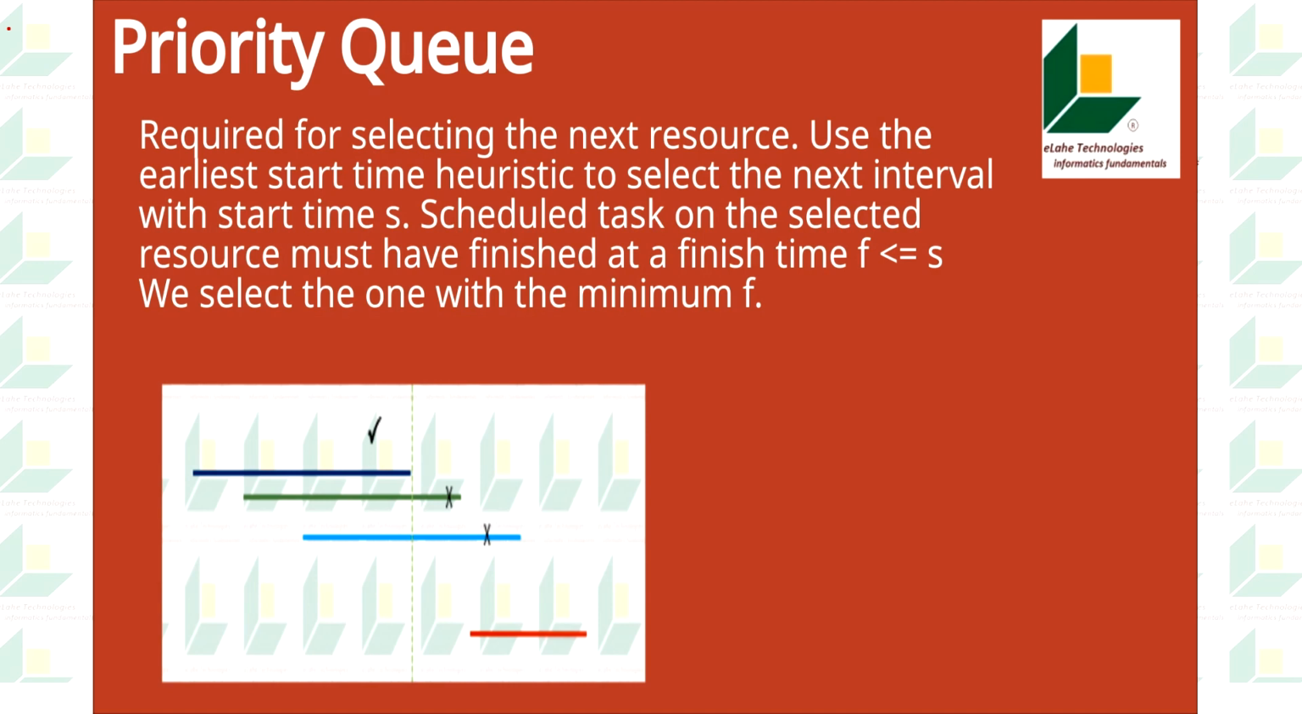To implement the algorithm, we need a priority queue. This is required for selecting the next resource. Let us assume we employ the earliest start time heuristic to select the next interval with start time s for scheduling. To select one of the existing resources, an earlier scheduled task on the resource must have finished at a finish time f less than or equal to s. Among options, we select the one with the minimum f.